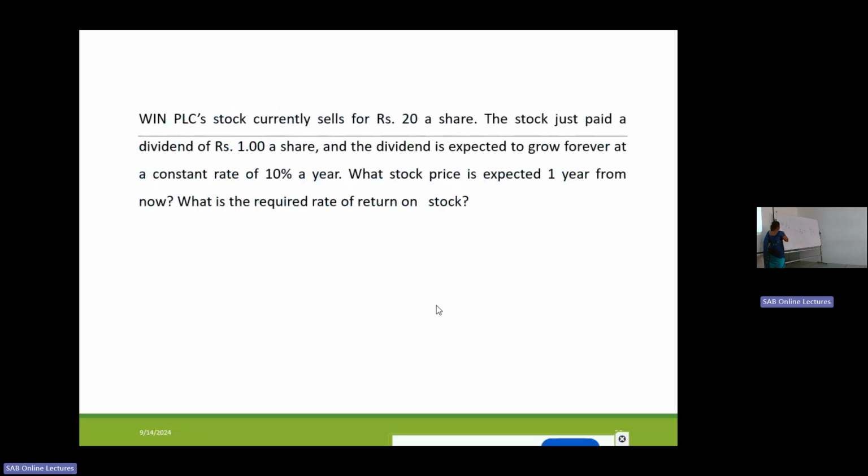So 20 is equal to... D1 is not there, but D0 is given, and also the constant growth rate is there. Dividends are growing at a constant rate of 10%. So we need to find D1, the next period dividend.